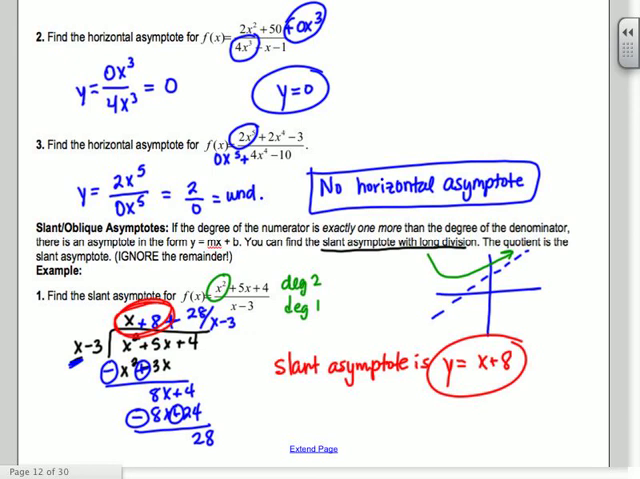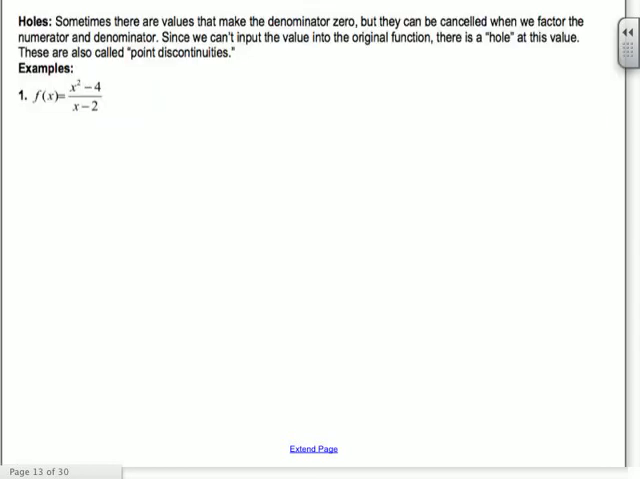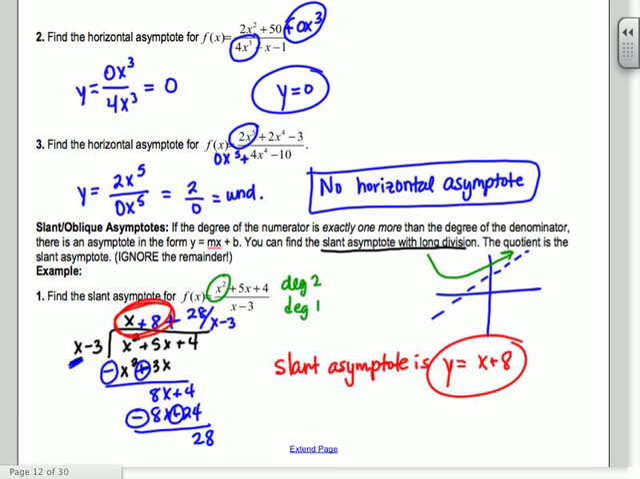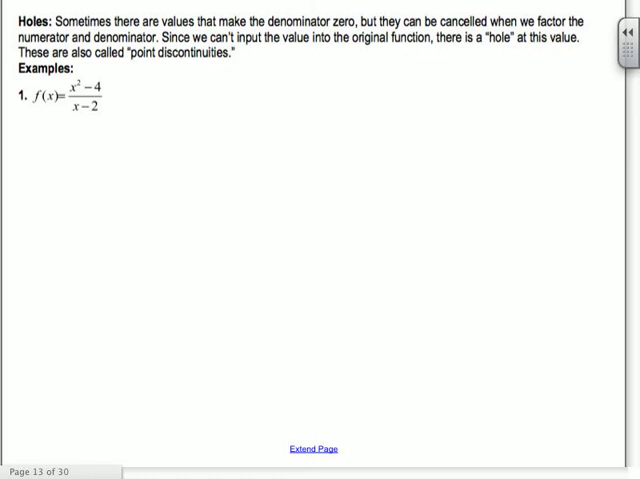So really not too bad. If you guys remember long division, it shouldn't be too bad. Basically, if I wanted to draw that slant asymptote, you'd draw that line. You'd go up 8 for your y-intercept, draw your point, slope is 1. So it'd be that line right there. We'll talk more about graphing.